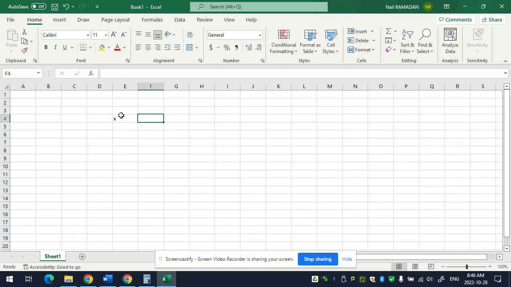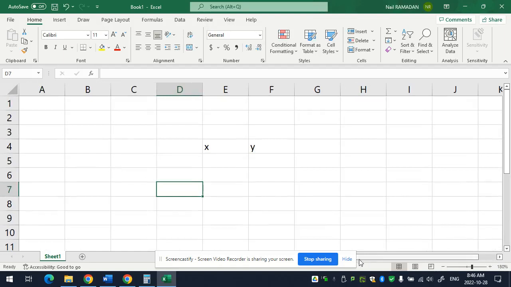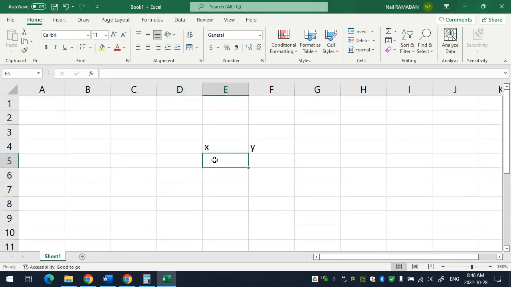Here's my X. Here's my Y. Let me zoom in so you can see. All right, can someone tell me what's my first X value in the table? Negative 3. What's my next X value? So I am jumping up by how much every time?